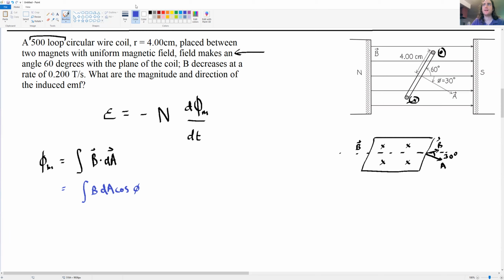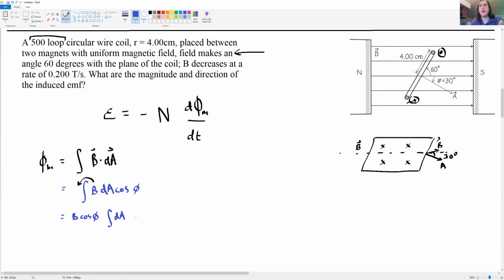And again, the magnetic field is changing with time, but it is not changing with respect to the integration variable, which is the area. You get that information from the word uniform up here in the problem statement. So it's a uniform magnetic field, and we can pull B out. When we integrate dA, the cosine phi doesn't change, so it just stays there, or we could also pull it out if we want to. So let's do that: B cos phi, and then the integral of dA.